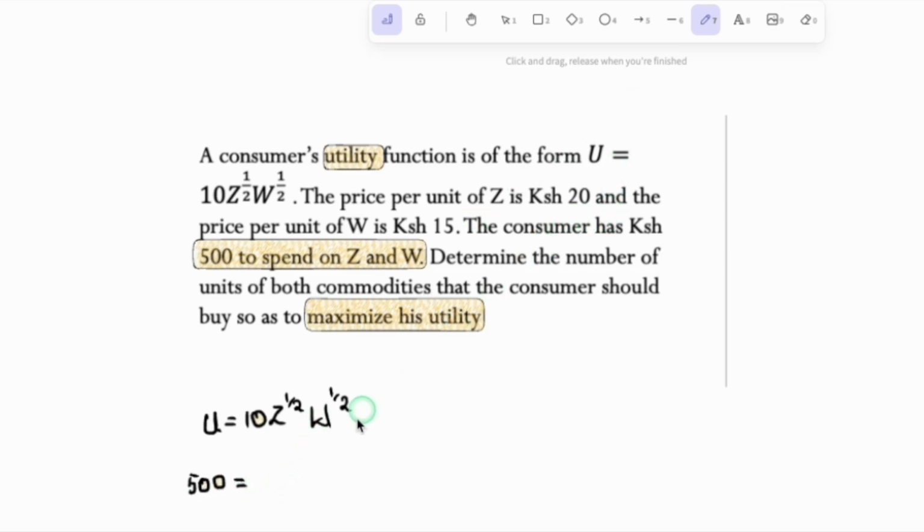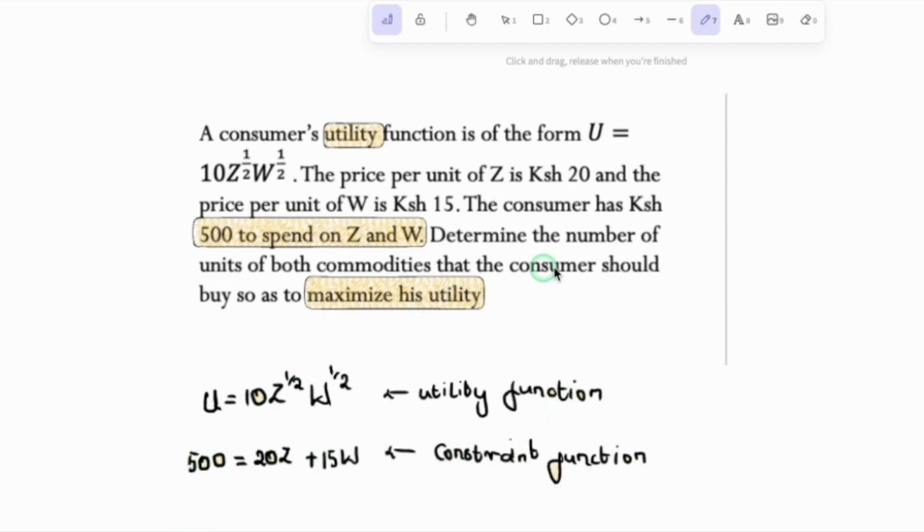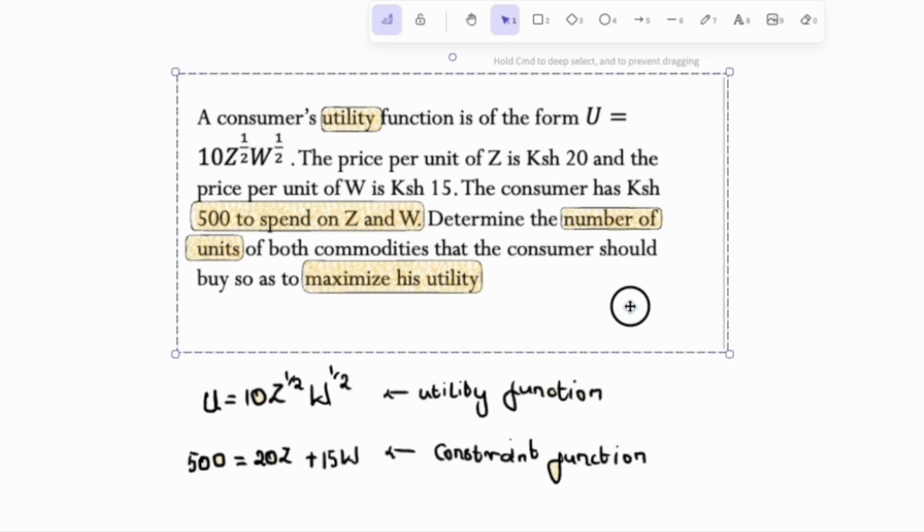That is the price of Z, that is 20Z, plus the price per unit of W, that is 15 for each unit of W. So this is our utility function and this is our constraint function. Now in order to solve this question, determine the number of units. The specific question is actually asking us to determine the number of units, that is for each Z and W. So in essence, we are required to solve for the actual unit of Z and W for this question.